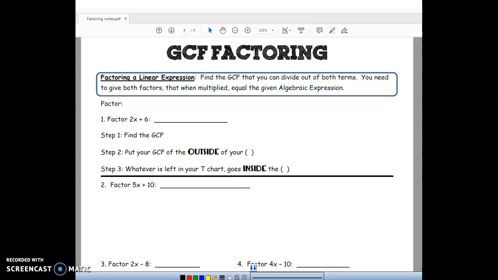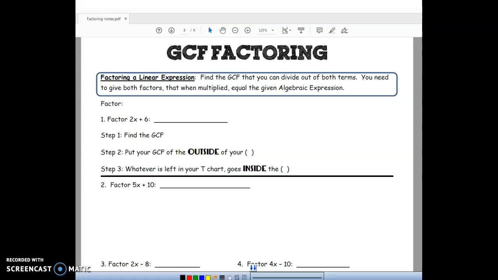Okay, so we're going to do some GCF factoring, so make sure you have your notes out. Those of you that were absent, please get your notes from a friend in class. We're going to do these notes, and then you're going to have a worksheet to try on your own. And at a point during these notes, you will get to try them on your own, so don't go ahead of me, okay?